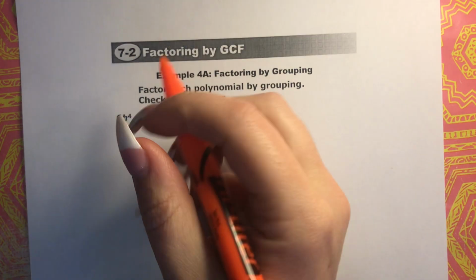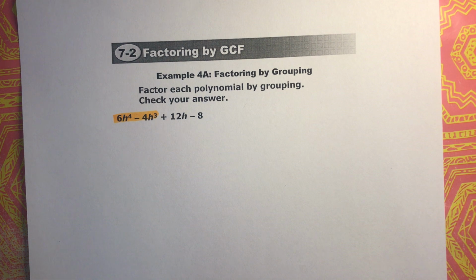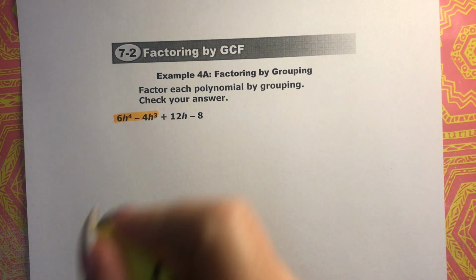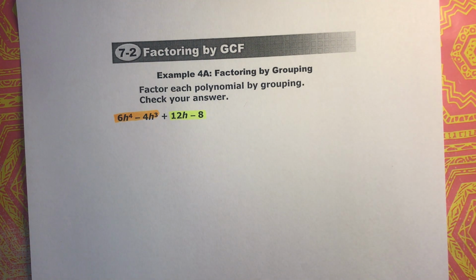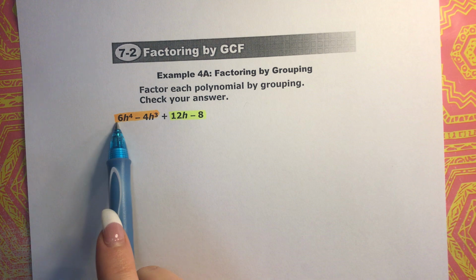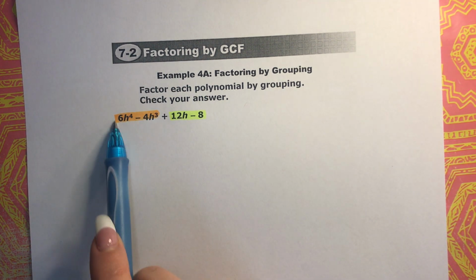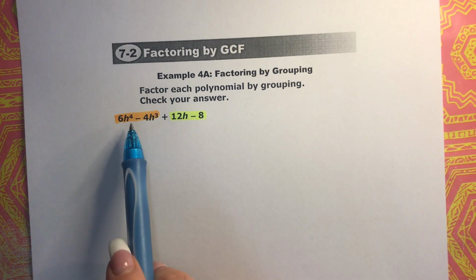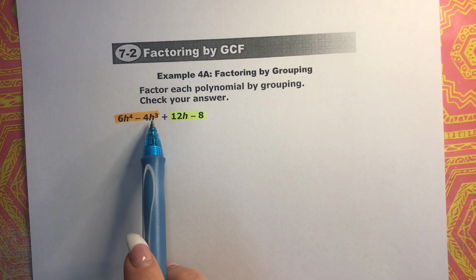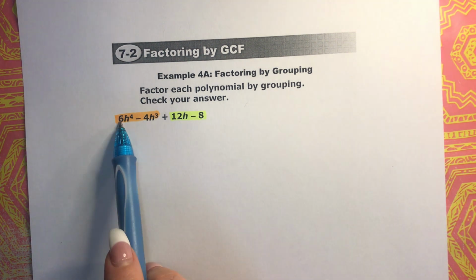The first thing you're going to do is look at the first 2 terms and the last 2 terms as 2 groups. I'm going to look at this first 2, and we want to figure out what's in common with them. What's the GCF of these 2 in orange? So there's numbers, there's letters.